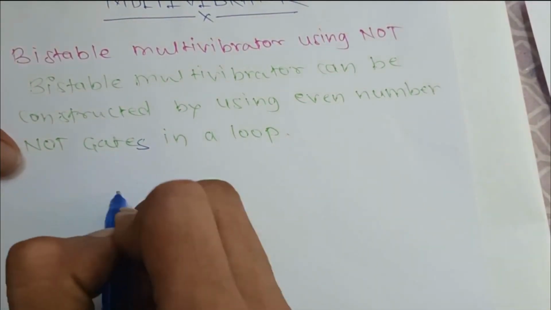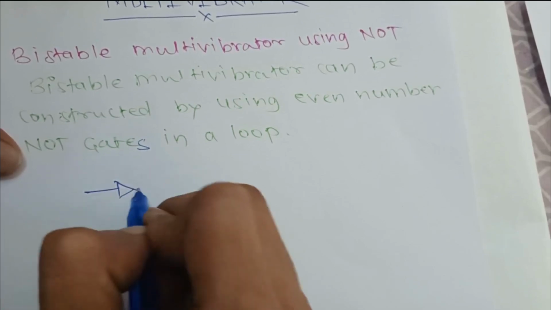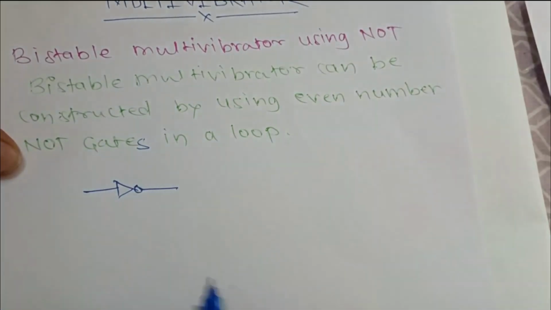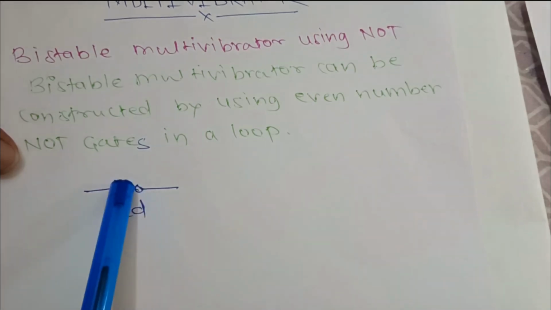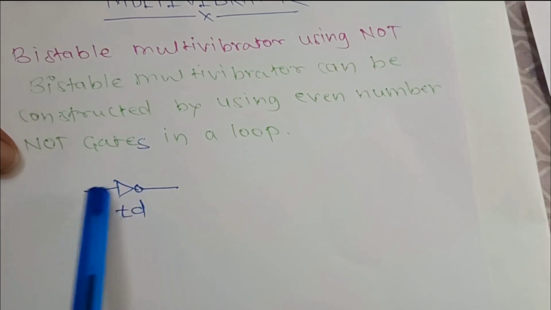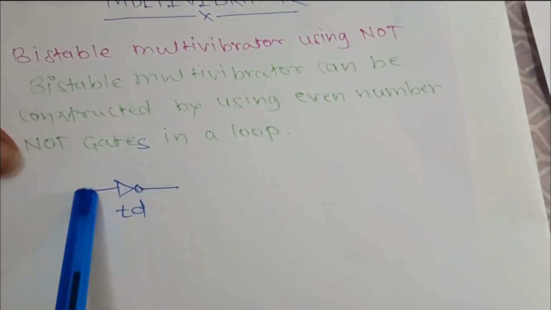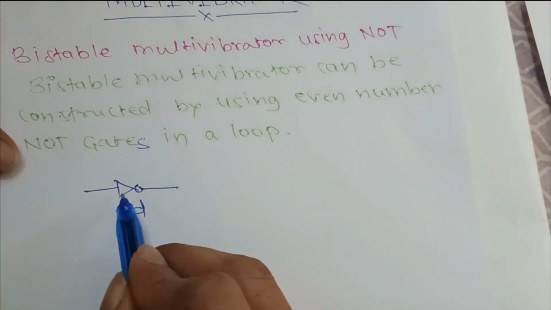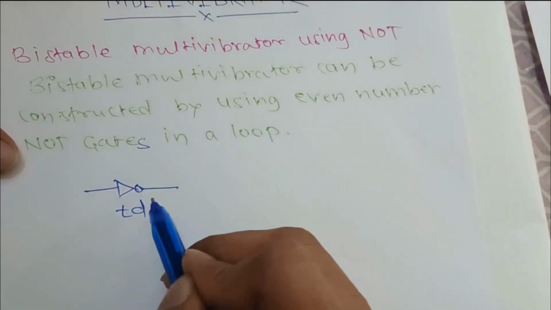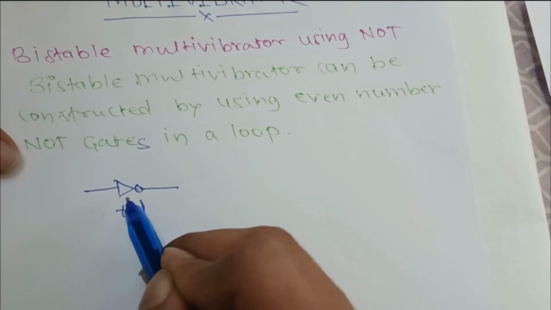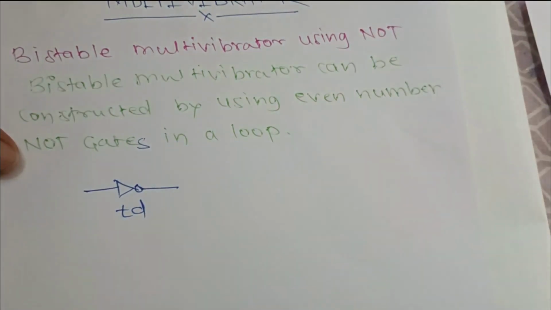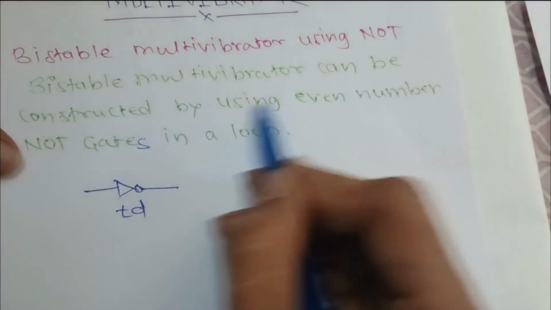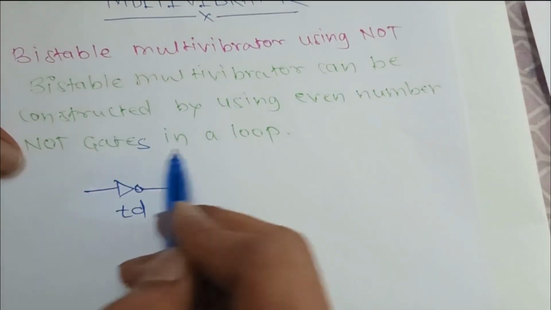Okay. Suppose this is a NOT gate and it is having a time delay. TD is a time delay. What is time delay? Time delay is nothing but the time taken by any gate to generate its output after the input is given. Hope you got this. Okay. So an even number of NOT gates are used.